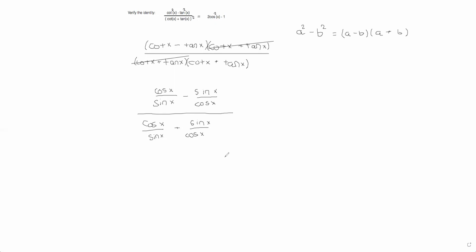So now things get kind of nasty. We have a fraction within a fraction within a fraction. So what we want to do now is find a common denominator on the top and on the bottom to help simplify things a lot.